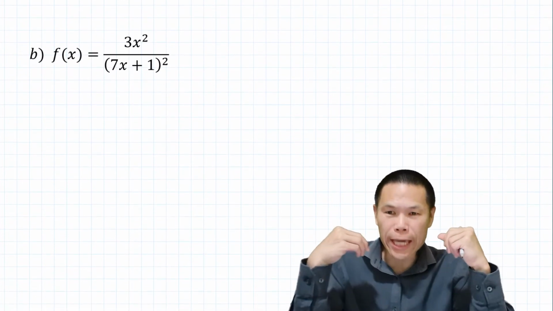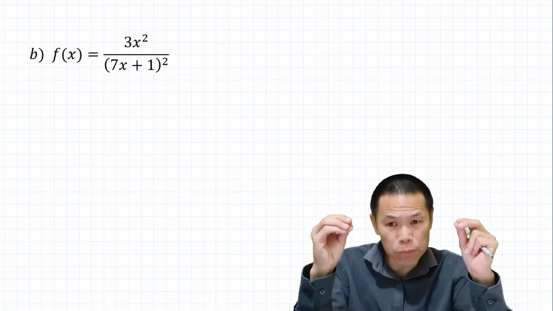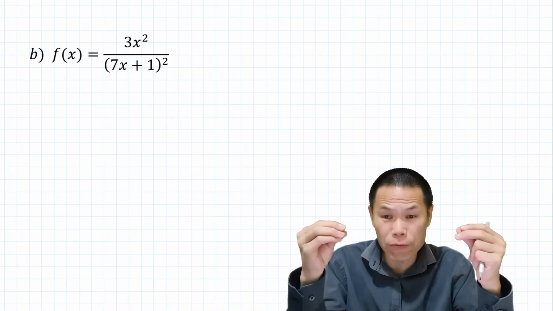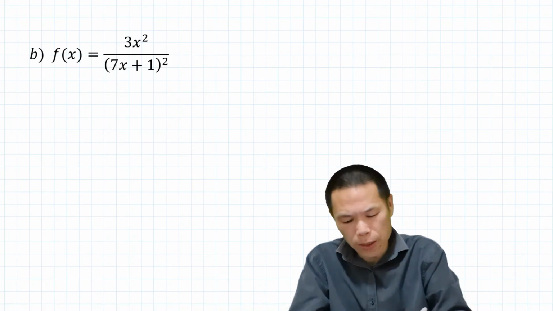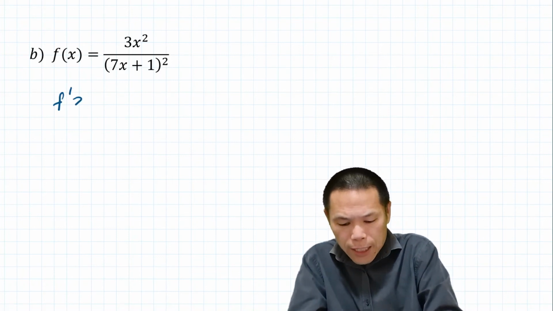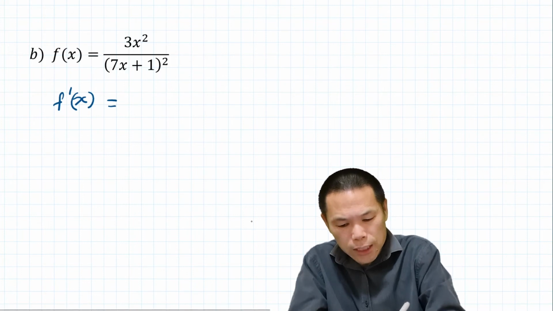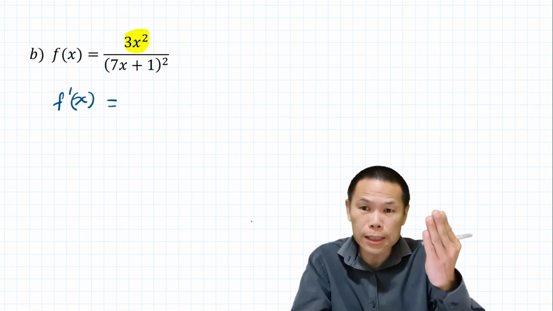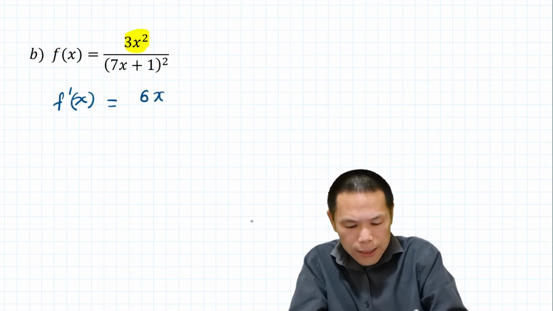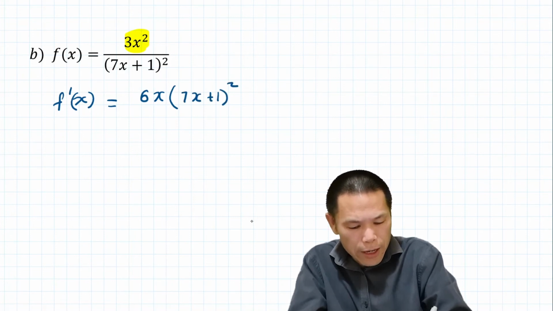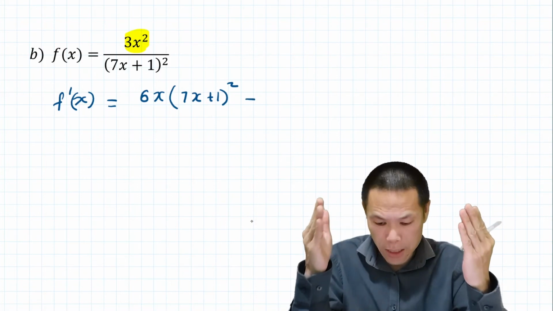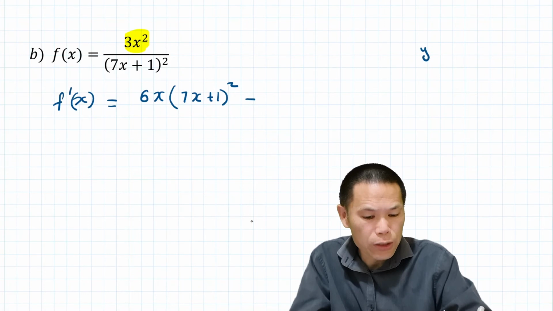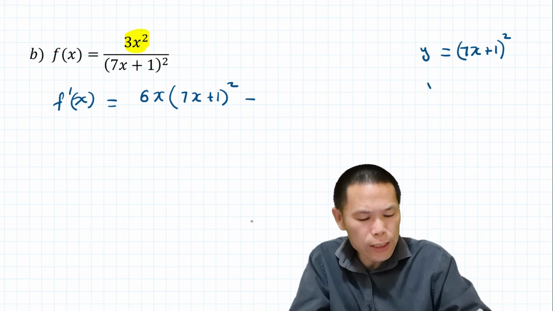Last one. So again, same process. We differentiate the top times the bottom minus differentiate the bottom function times the top. Okay, just keep that in mind. So let me write f dash x is equal to, so differentiate 3x squared. That will give me 6x. So write 6x. And then we times by the denominator. So that is (7x plus 1) squared. Then we minus, we differentiate the bottom. So let me just write this out here. So y is equal to (7x plus 1) squared. So differentiate this, y dash equals.